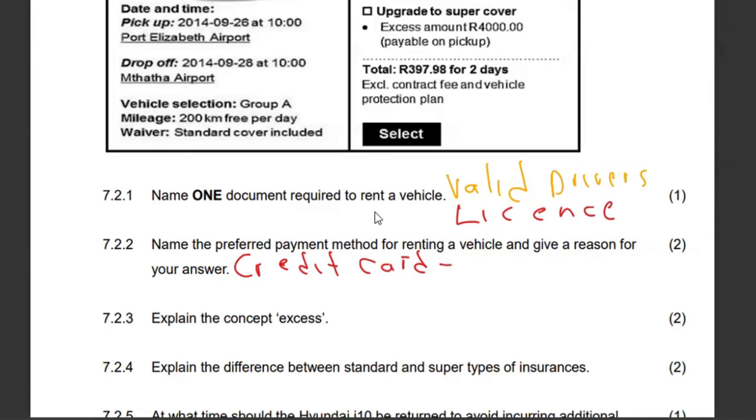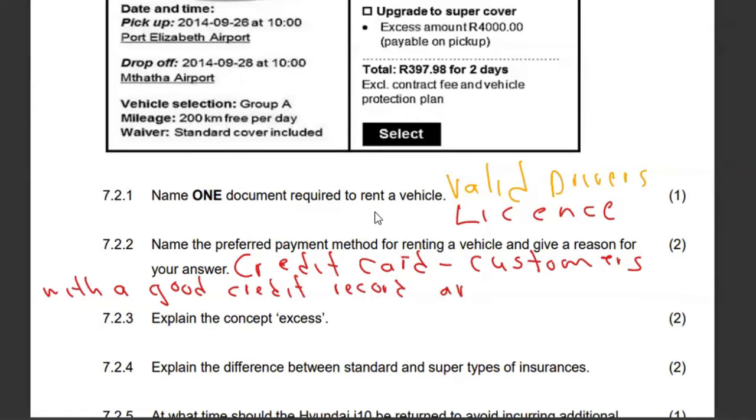All right. Customers with a good credit record are easier to deal with simply because there is an element of trustworthiness there.